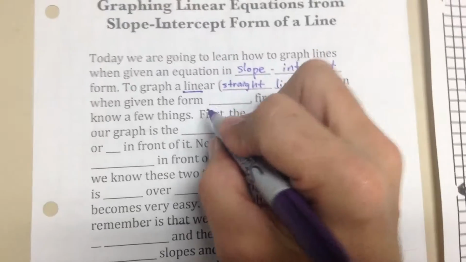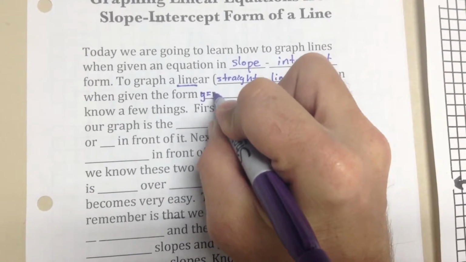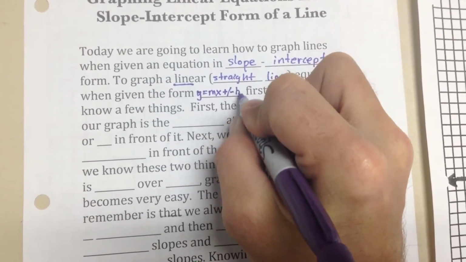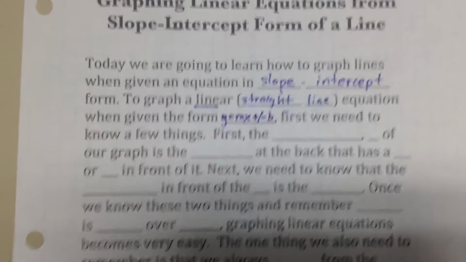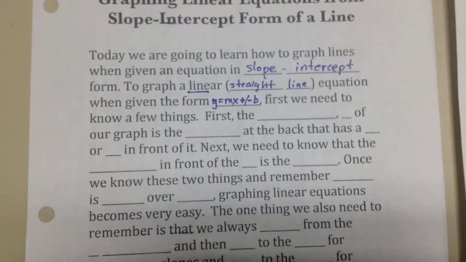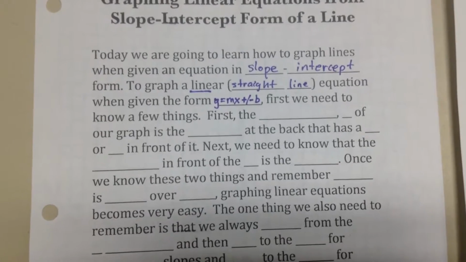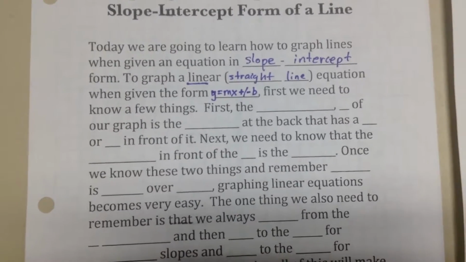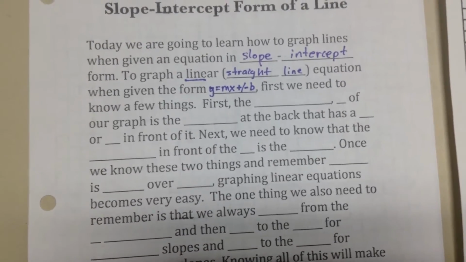When given the form, and here's the way we write it, it's y equals mx plus or minus b. I know that's a little weird sounding. We've talked about in class the m stands for slope for whatever reason, and the y-intercept is the plus or minus number at the back of that, and they use b for that, which again is not really helpful, but hopefully something you remember. And again, first we need to know a few things about that.